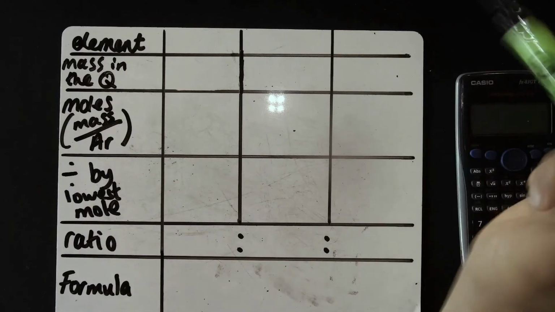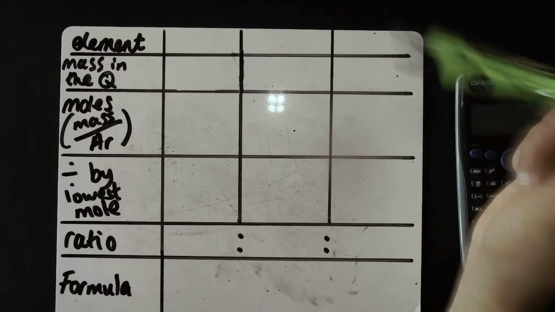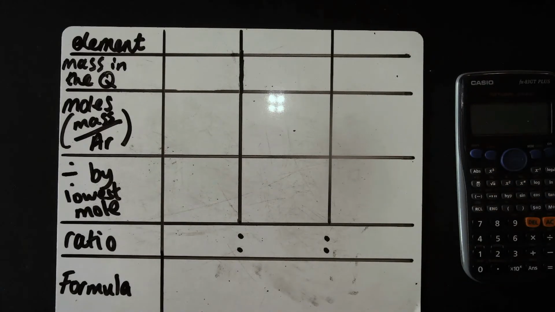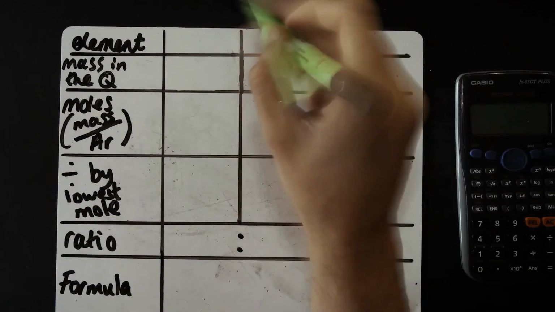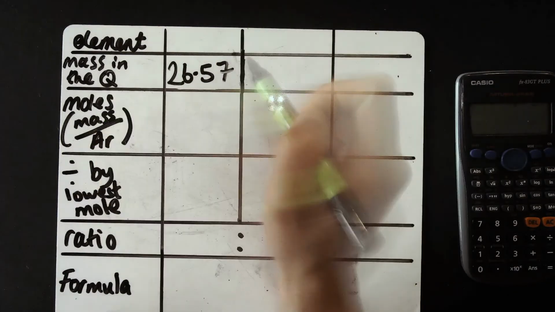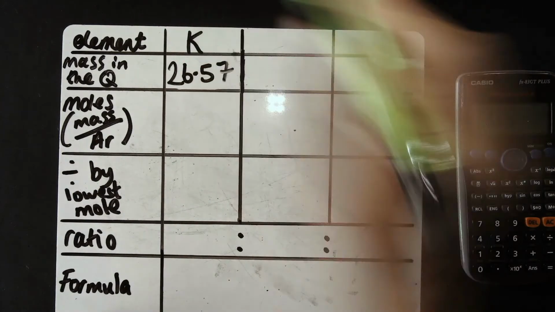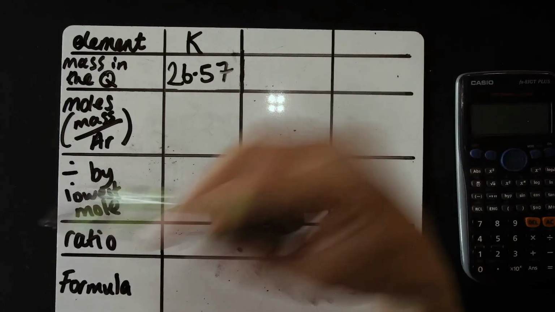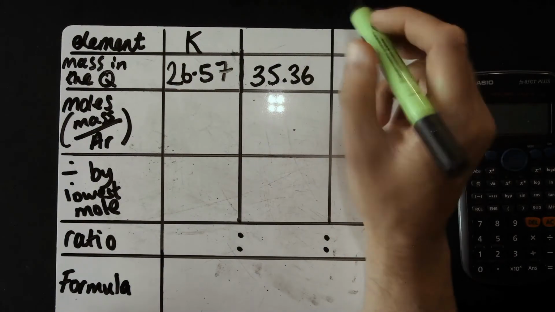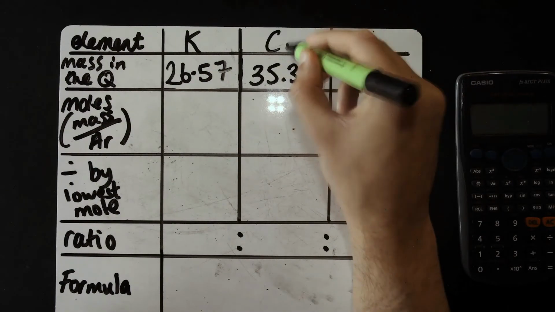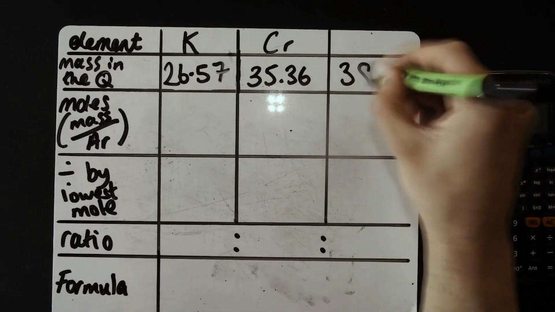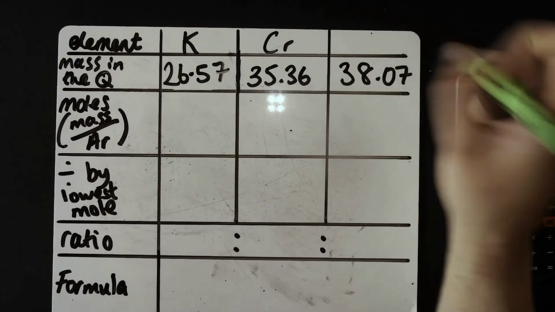So example 3 includes a compound which has 3 elements. The question reads, what is the empirical formula for a compound containing 26.57% potassium, so the mass is given in the question. Potassium has a symbol K in the periodic table. 35.36% chromium. Chromium has the symbol Cr in the periodic table. And 38.07% oxygen.